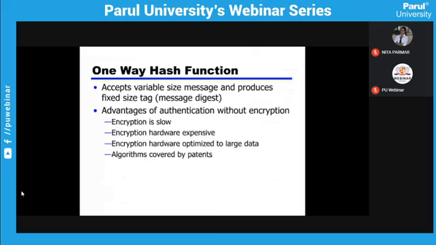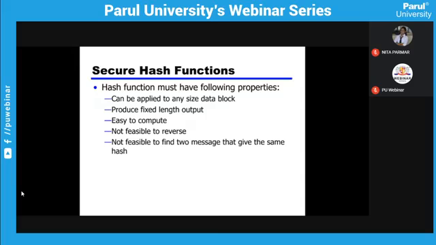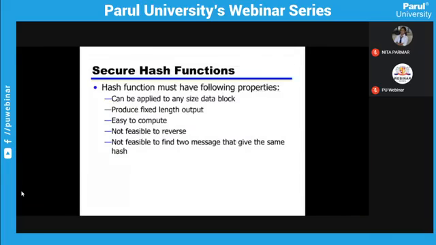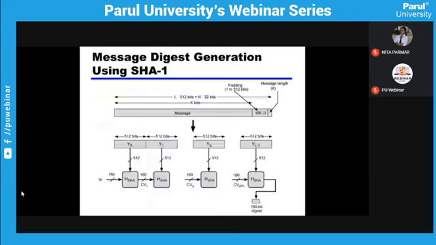And one more encryption tool is the one-way hash function. It accepts a variable size message and produces a fixed size tag, that is the hash function. Okay. An example of a hash function is the secure hash function. It can be applied to any size of data block and produces a fixed size output, which we saw earlier. One of the hash function algorithms is SHA-1, which uses an input message less than 2 raised to 64 bits, processes in 512-bit blocks, and the output is a 160-bit digest. This is the diagram of the SHA-1 algorithm.